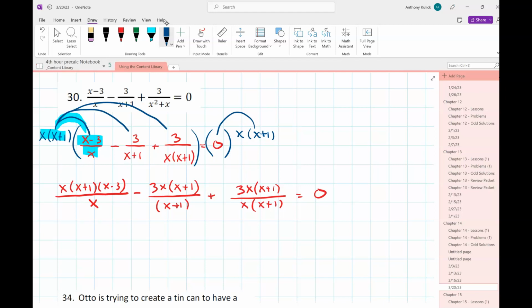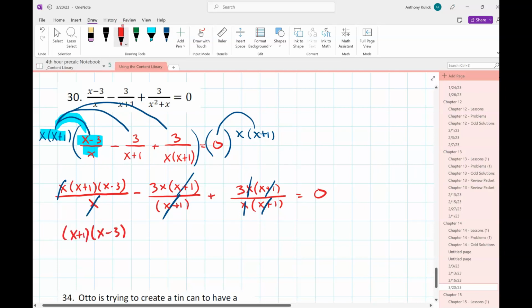Okay. Archland, what can I reduce in the first fraction? The x. Great. And Audrey, what can I reduce in the second fraction? Great. And Katie, what can I reduce in the third fraction? And the x. So let's see. So now we have this stuff, right? Okay. Matt, what do I do next?